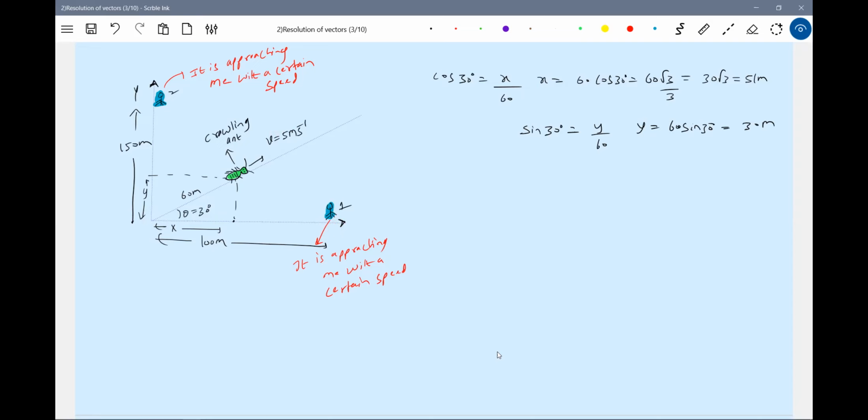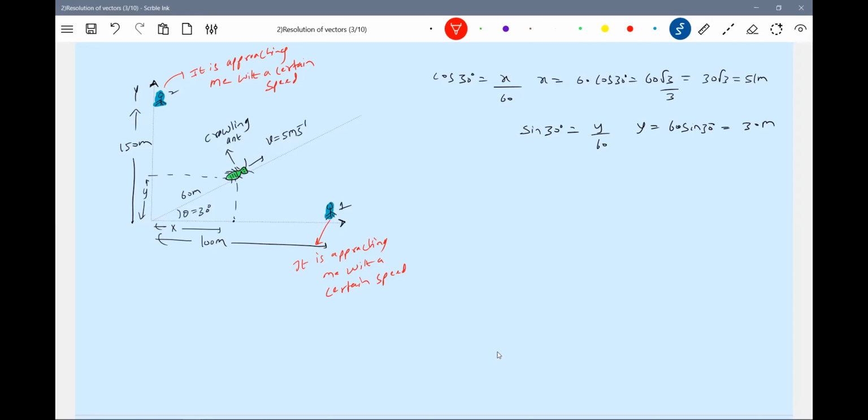So now, shall we ask them what is the speed of that ant as seen by person one? Sir, it is equal to v. No, along the x-axis. So what is our primary question? With what speed does the ant approach person one? The speed of the ant is 5 meters per second.